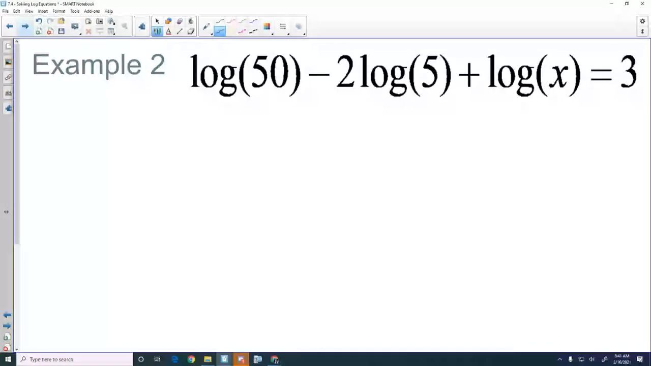So just use those log properties to combine all three logs on the left into a single logarithm. So start off by just combining those. Remember, positive logs go on top, negative logs go on the bottom. Good. So when they're being added, you multiply. A negative log would be divided. So it's all those properties from the first lesson today. So use those first to combine it.